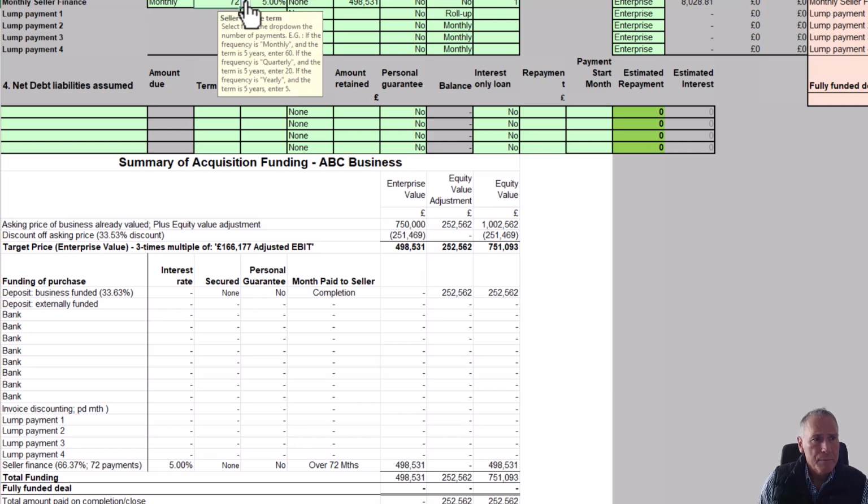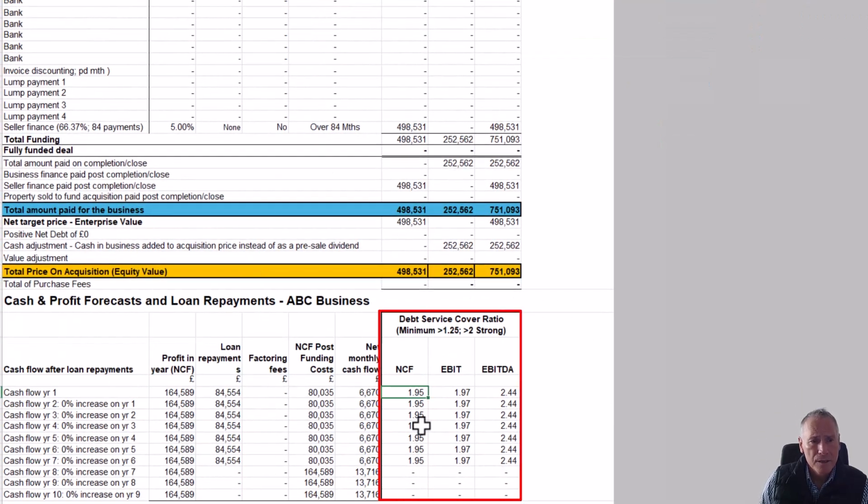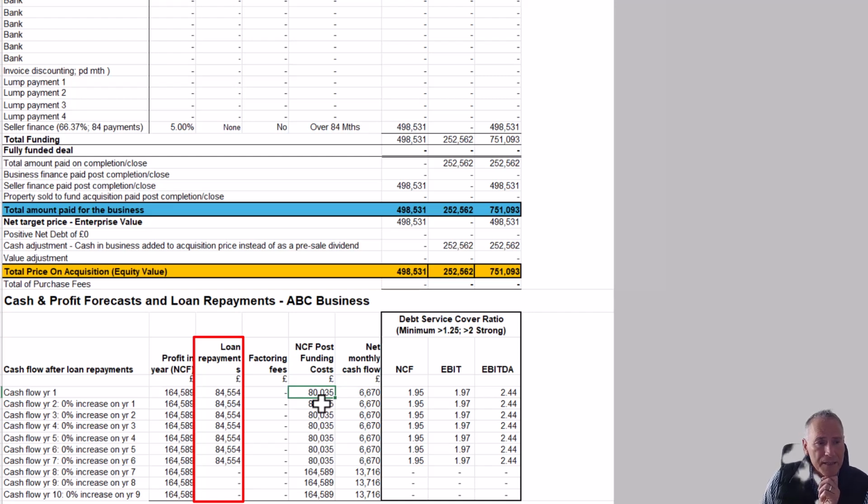So let's take that up to 84 months. And that's now taken the debt service cover ratio to just under 2. So you may be comfortable with that. And that gives you, after loan repayments, an amount of £80,000 per annum from this business. Now that does mean, of course, it takes a lot longer to pay that off to this seller.